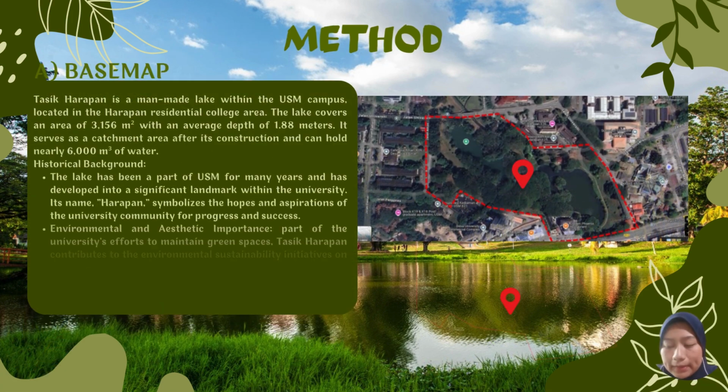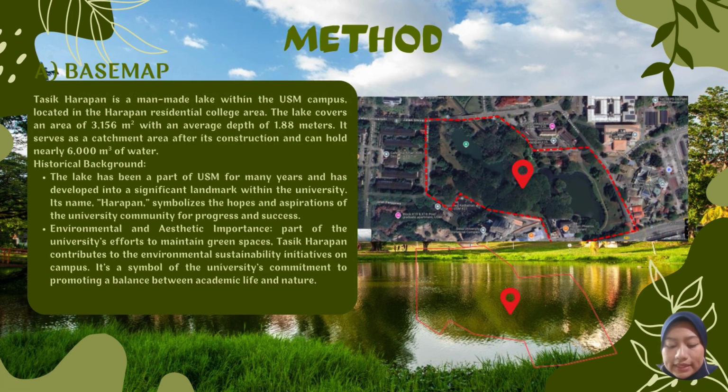Tasik Harapan is a man-made lake within the USM campus and it was located at Harapan Rail Station. So the lake covers an area of 3,156 square meters with an average depth of 1.88 meters, and it serves as a catchment area after its construction and can hold nearly 6,000 cubic meters of water.